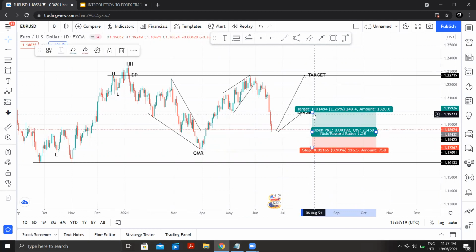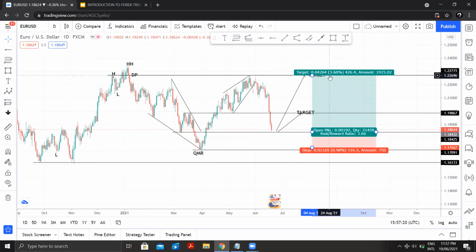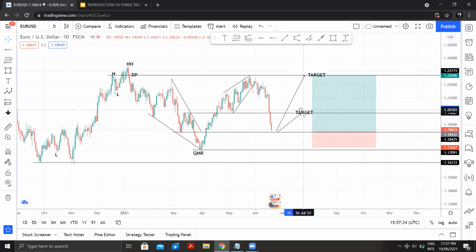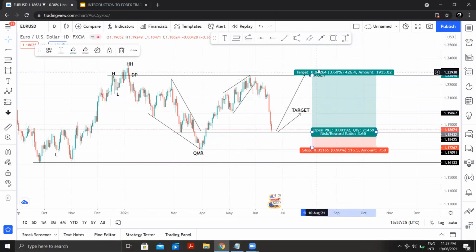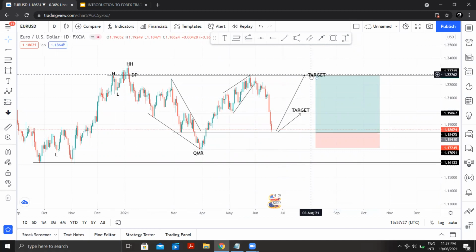We're looking at this next week. This is the first target, and this is the second target that we'll be looking at next week.